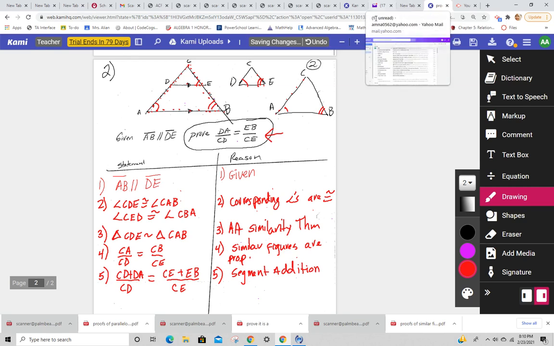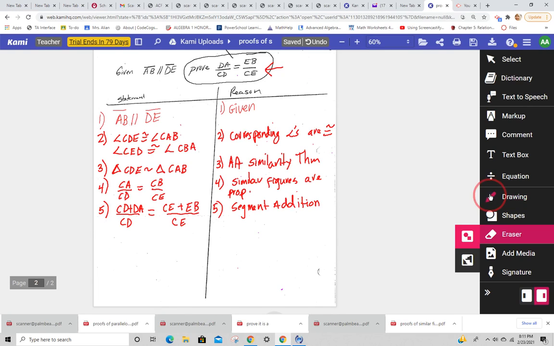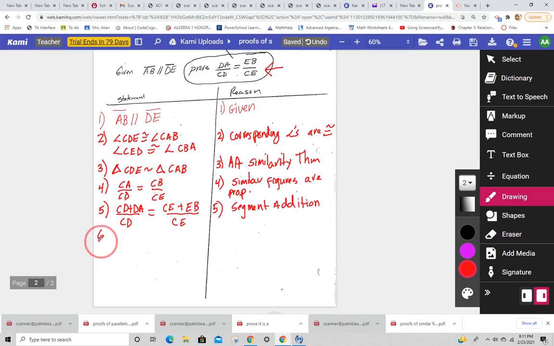All right, so we're going to keep rewriting it until we get it to look like this. So what we can do next is split up the fraction. Rewrite it, split it up. CD over CD plus DA over CD. We'll do the same thing with this one here. Split it up. CE over CE plus EB over CE.